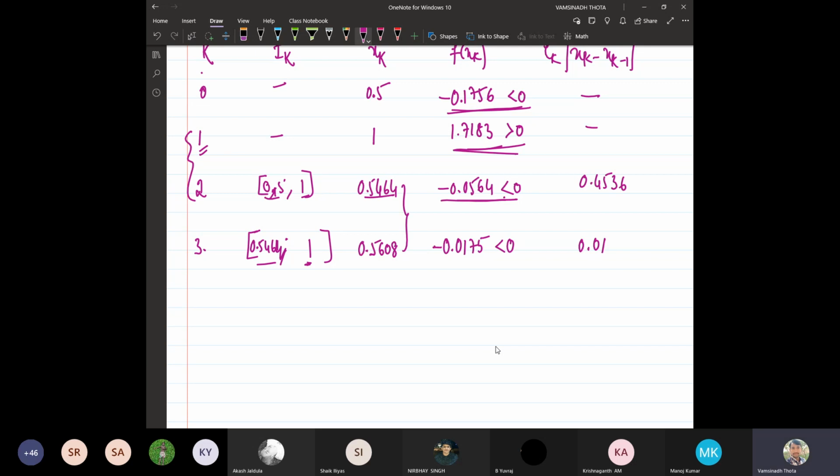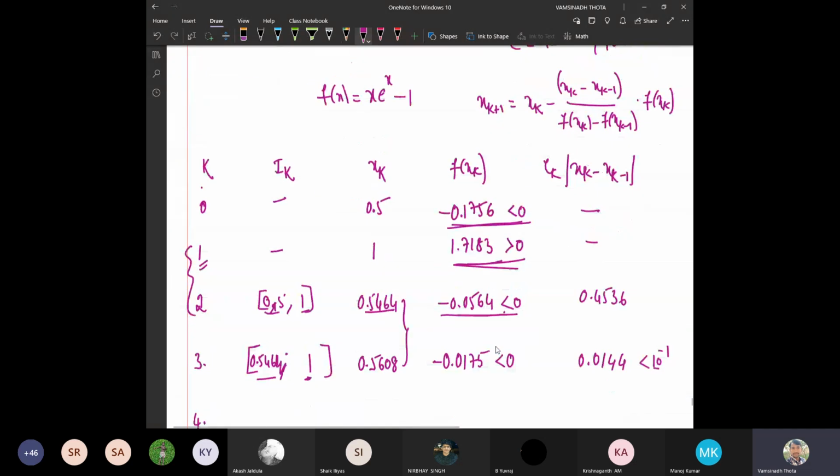So 8 minus 4 is 4, again 4, 1, 0. Yes, this is the error. If the error tolerance is 10 to the power minus 1, the error is already less than 10 to the power minus 1, so we can stop here. But if the error tolerance is much smaller, we have to go for another iteration also. I suggest you go for two more iterations to understand the method first.